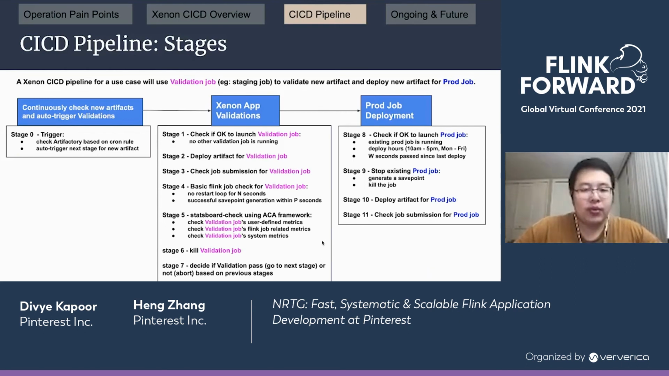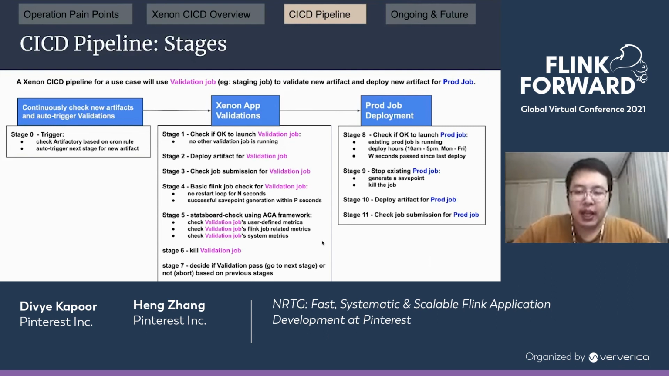The second category is about validation. So we use a validation job to do all the validations. Stage 1 to stage 7 are all about validation. As you can see, it pretty much covers all the manual efforts that are done by Signal developers, except chaos testing and load testing. Chaos testing and load testing I will talk about more in a moment.